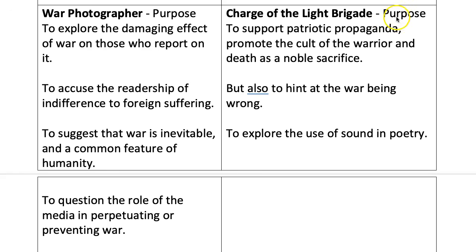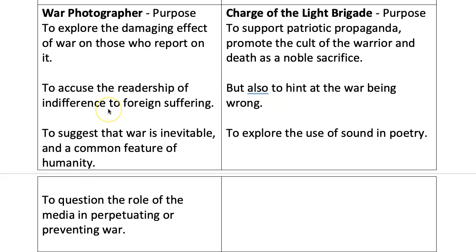So his purpose is to support patriotic propaganda. So it's the direct opposite of War Photographer. It's to promote the cult of the warrior. Again, the direct opposite of the descriptions of death in War Photographer. And death is a noble sacrifice in the Light Brigade, a complete opposite to the pointless tragic deaths that don't change our views at all. We just go back to our pre-lunch beers.